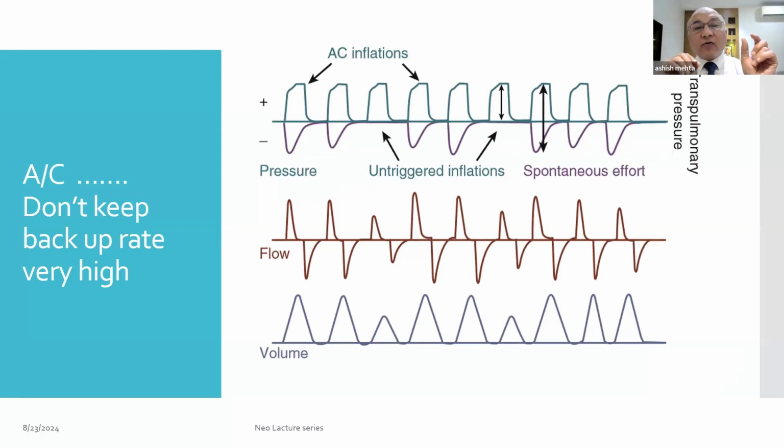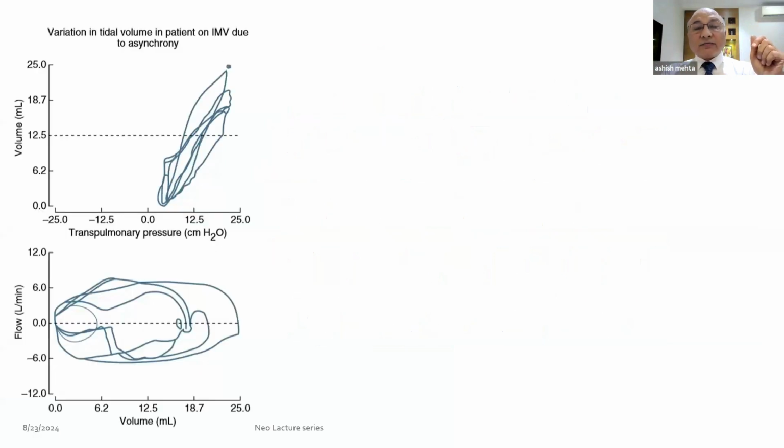Your I time is 0.4, so your E time will be 0.6. The patient has a fever, or pain, or is hungry or agitated, because of which the rate goes to 90. That means now one breath is just 0.6 second. And with that, your I time is 0.3, so there is not enough time for exhalation, which will cause a lot of problems, auto PEEP, and because of that auto PEEP, some lung damage.